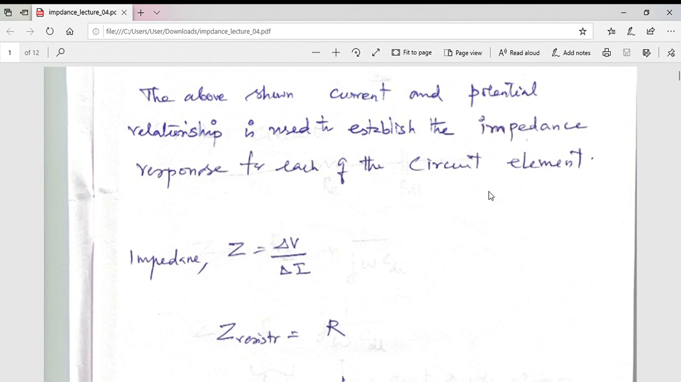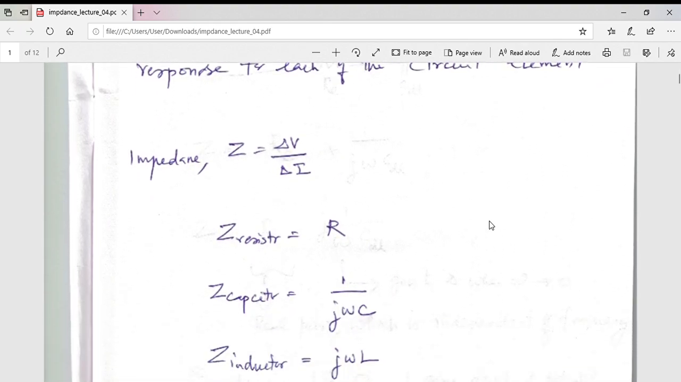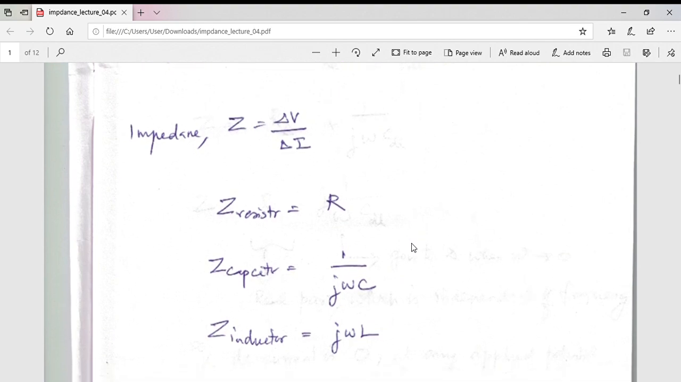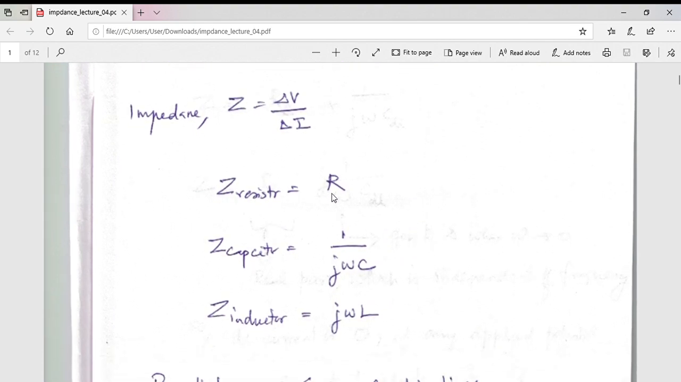Okay, good evening, students. This is the short lecture on impedance. This is the second class on impedance. So, in yesterday's class we looked at impedance, defined as delta V by delta I. For a simple resistor, impedance is R, the magnitude of the resistance.